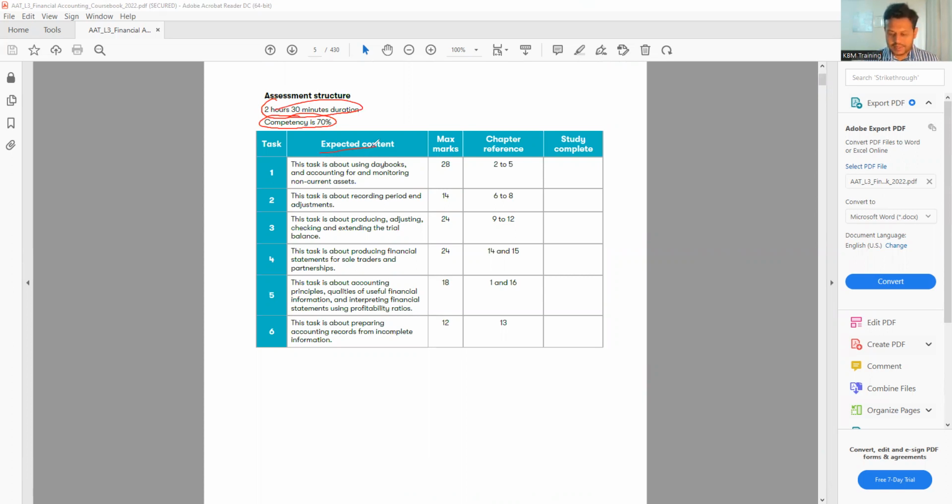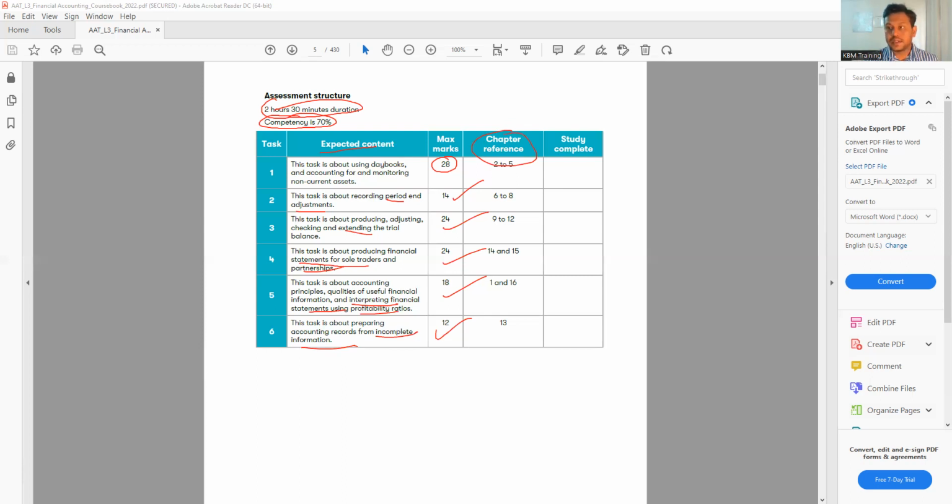And for expected content, you can see here, this task is about using the day book and accounting for and monitoring non-current assets. We're expecting 28 marks from this area. Then adjustments, mainly accruals and prepayments, 14 marks. Then extended trial balance, 24 marks. Financial statements for sole trader and partnership, 24 marks. Then interpreting the financial statements using profitability ratios, where we will comment on the ratios, another 18 marks. And we have incomplete records, 12 marks. So this is all the marks, and these are all the relevant chapters. You have to make sure we are very good in this area in order to get full marks in the exam.